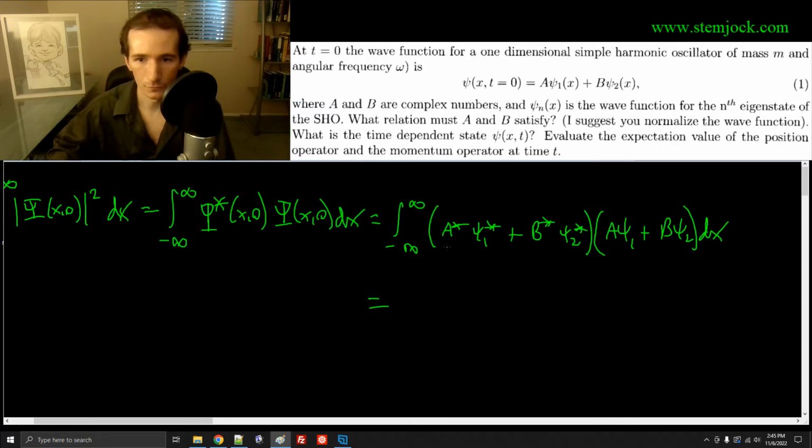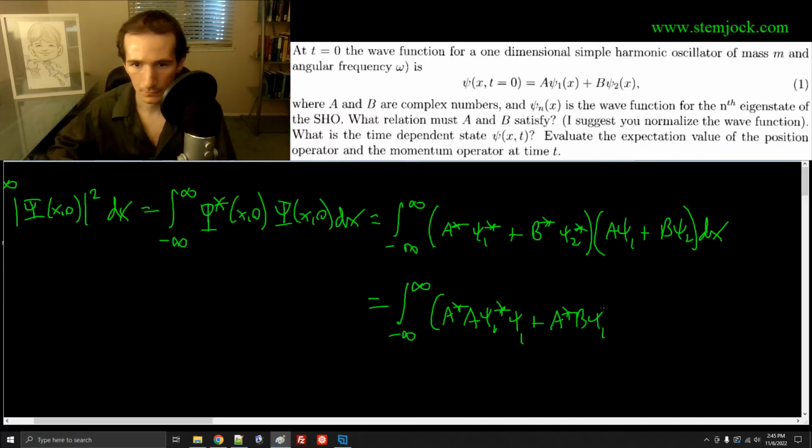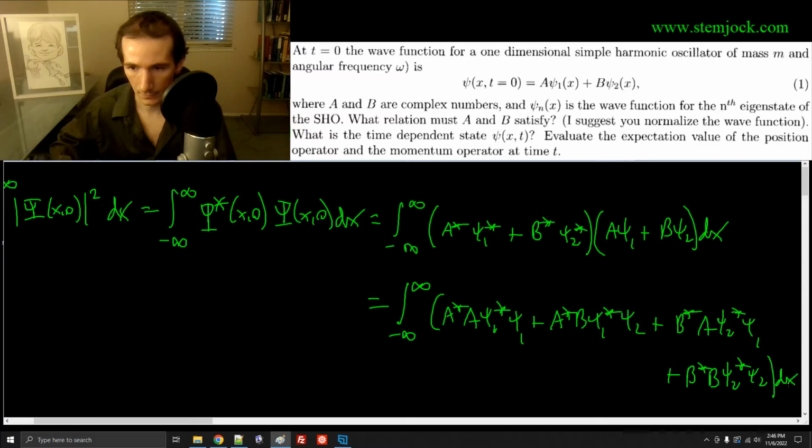Okay, and now I'm going to expand the integrand by using the FOIL method. So multiplying the first terms here, that's going to be a star a psi 1 star psi 1 plus, and now the outer terms, a star b psi 1 star psi 2 plus b star a psi 2 star psi 1 plus, and now the last term is b star b psi 2 star psi 2 dx.